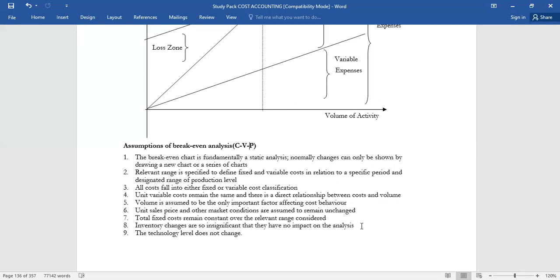Suppose we stop adding stock. Are we going to remain profitable? No. Then lastly, the technology level does not change. So we are assuming whatever we started with, the efficiency is the same, technology is the same, we are not advancing, etc. But the reason why we hold all these assumptions constant is for the argument to stay.